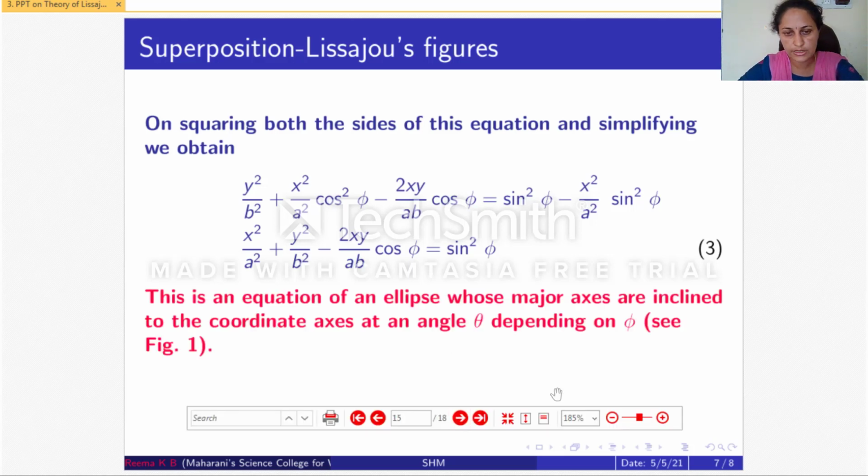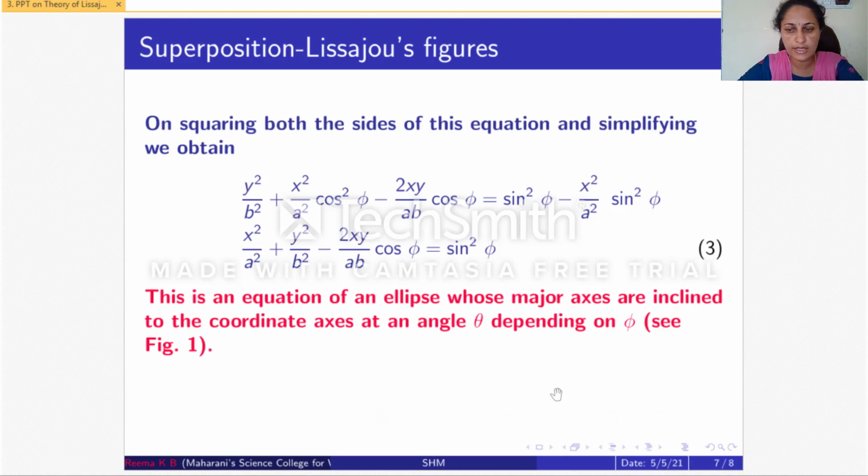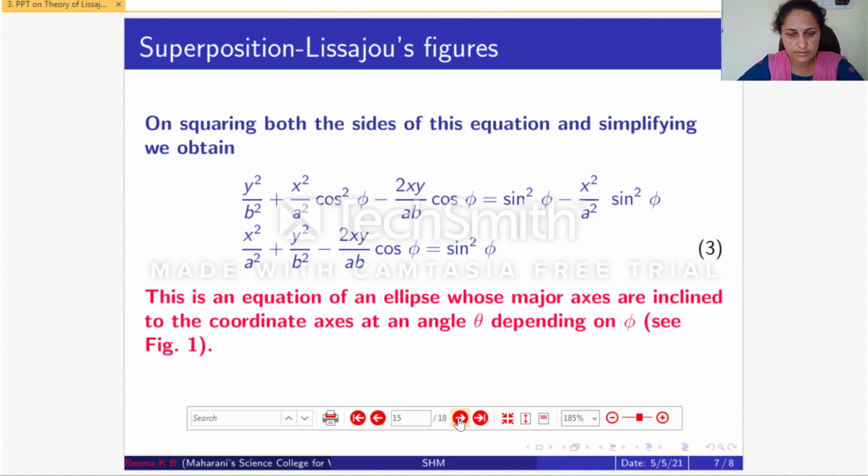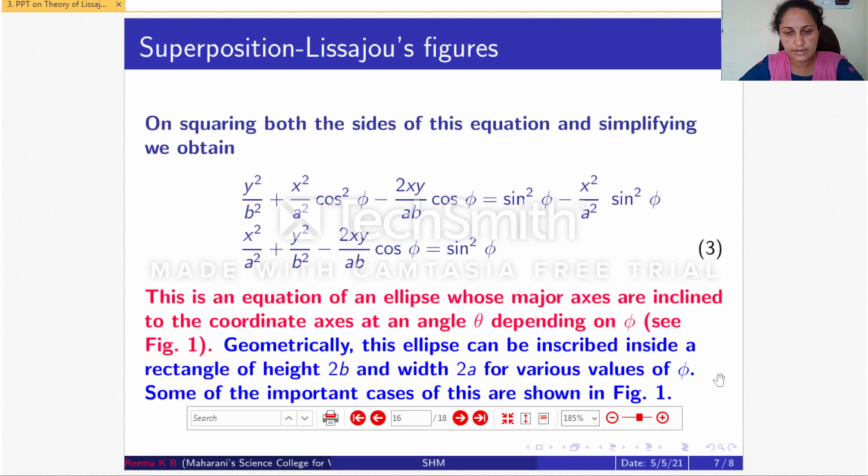This is an equation of an ellipse whose major axes are inclined to the coordinate axis at an angle theta depending on phi. Geometrically, this ellipse can be inscribed inside a rectangle of height 2b and width 2a for various values of phi. Some of the important cases of this are shown in figure 1.